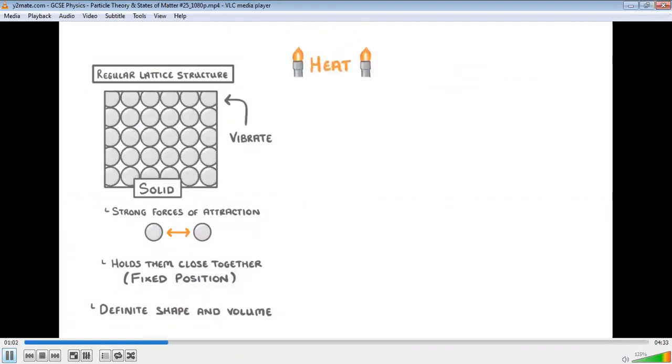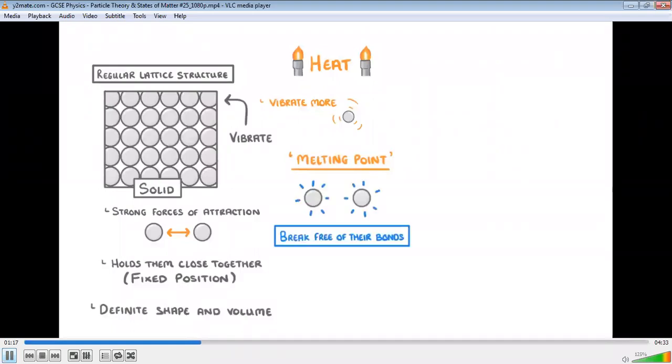Now, if we heat up a solid, its particles gain more energy and start to vibrate even more, which weakens the forces between them. At a certain temperature, which we call the melting point, the particles will have enough energy to break free of their bonds, and so the solid melts into a liquid.